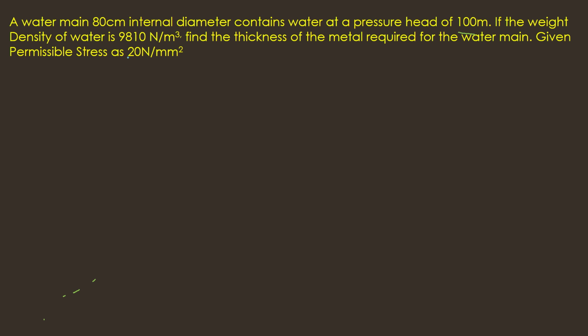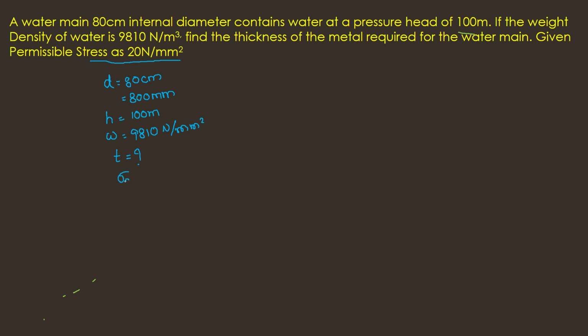Here the water main has internal diameter small d given. So let us write the given data first. Small d is 80 centimeter, that is nothing but 800 mm. Pressure head small h is 100 meter. The weight density of water is given as small w is 9810 Newton per meter cube, and they are asking us to find the thickness. And the permissible stress is given as 20 Newton per mm square.